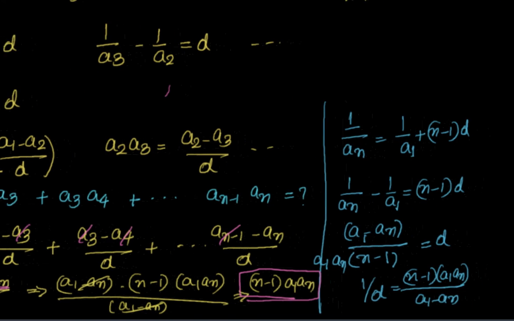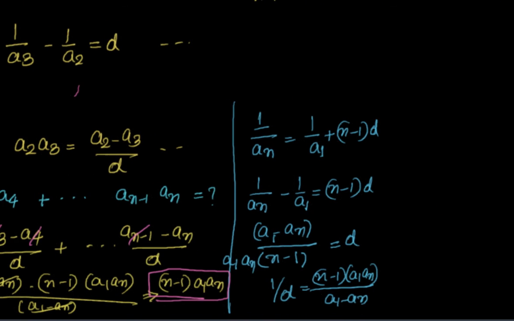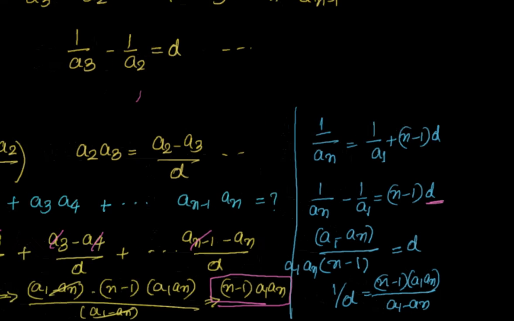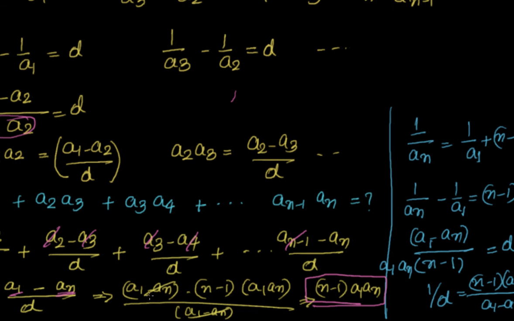For that we know an equal to a plus n minus 1 into d. So we can go there. 1 by an equal to 1 by a1 plus n minus 1 into d. When I subtract and try to get the value of d as the subject, I have d equal to a1 minus an by n minus 1 into a1 an, or 1 by d equal to n minus 1 into a1 an by a1 minus an. Now we can go back and substitute that in our last step. We will see that everything cancels with respect to a1 minus an, and we are left with n minus 1 into a1 into an.